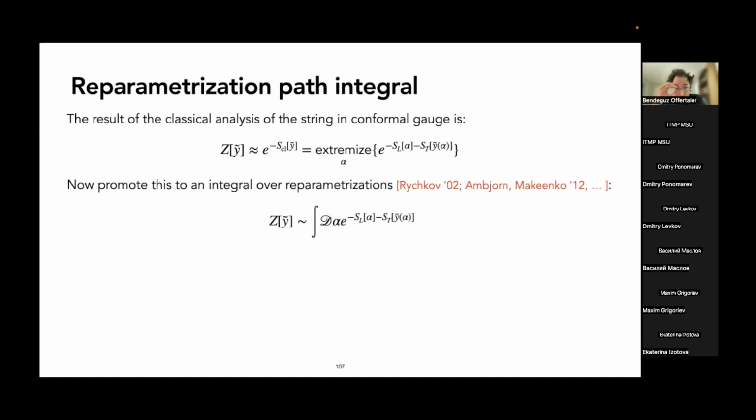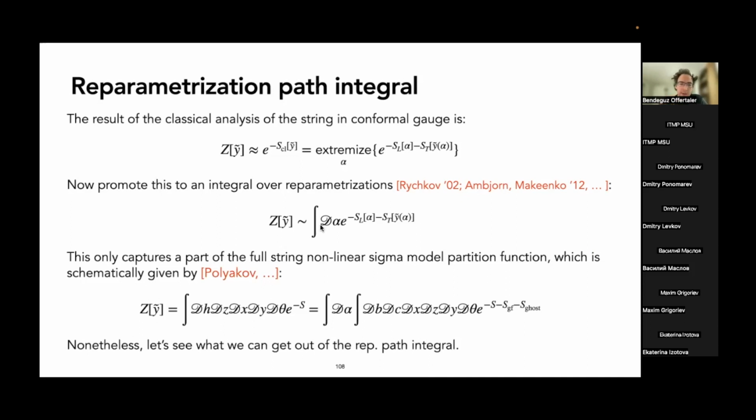But now we would like to promote this extremization over alpha to an integral over alpha. And the idea is that we would like to include some quantum corrections. And in doing so, we follow some of these papers. So if we take the string tension to be very large, then we can approximate the integral over reparametrizations at the saddle point, and that just gets us back to this top equation. But we would like to use this reparametrization path integral to include the contributions of some fluctuations.